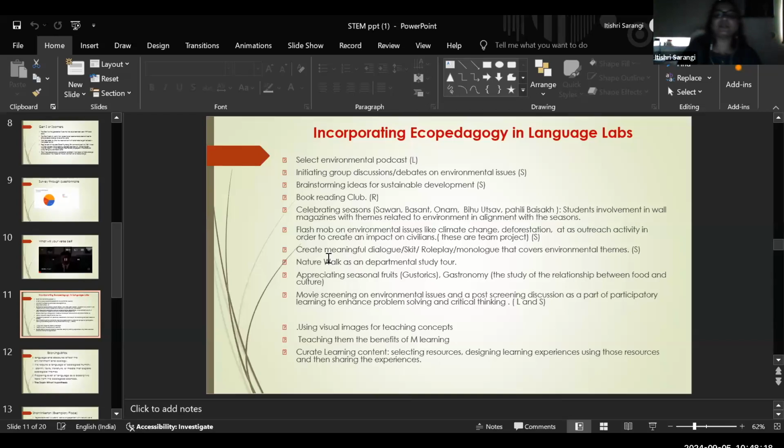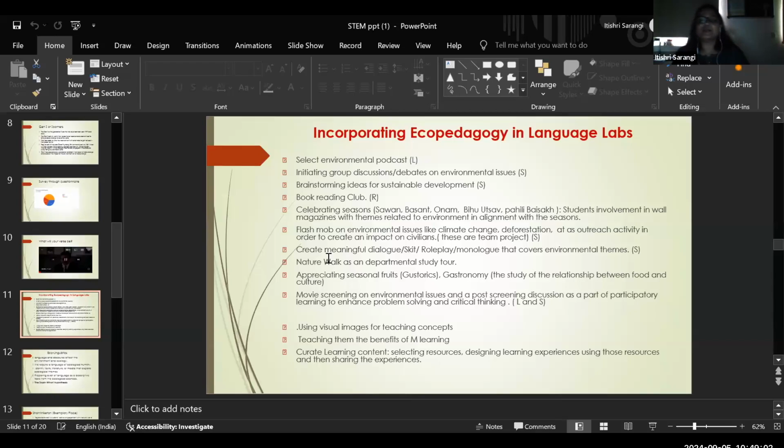Next is celebrating seasons. In India, we have Basant, Sawan, Onam, Bihu Utsav, and Pahili Baisakh, which are typical Indian festivals. Students can be involved in wall magazines and themes related to the environment in alignment with the seasons, and celebrate seasons through wall paintings. Next is flash mobs on environmental issues like climate change and deforestation, and any outreach activity to create an impact on civilians.